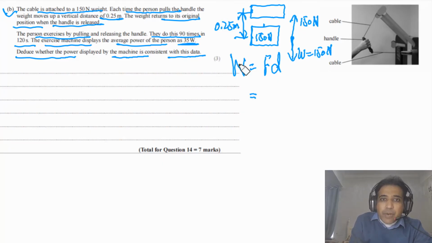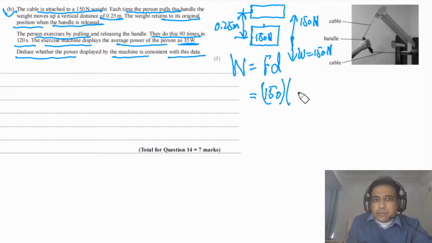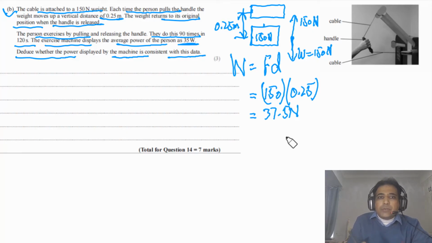So work done will be equal to force times displacement in the direction of force. So the work done by the person is equal to the force applied by the person times the displacement in the direction of the force applied by the person. So we have the force applied by the person, that is 150 newtons, and the displacement is 0.25. So we can solve this one. We will get 37.5. So this is the work done by the person one time.